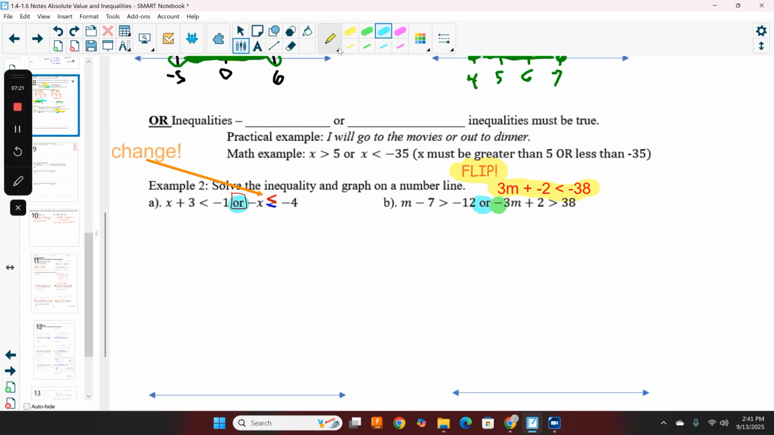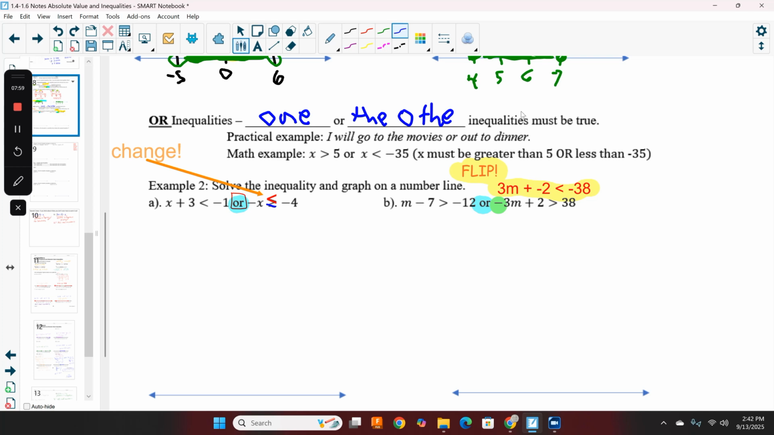Or inequalities: one or the other must be true. Okay? So you could have both true. For example, in the real world, I will go to the movies or out to dinner. So if either of those is true, it's true.